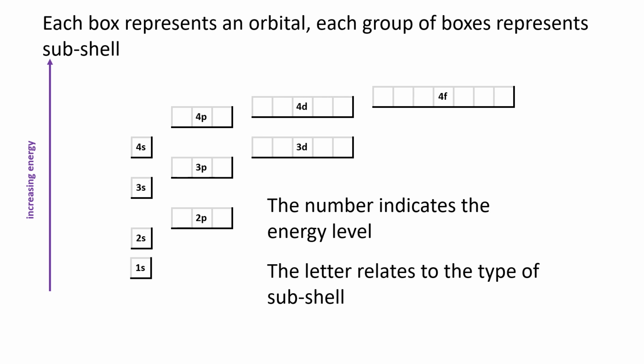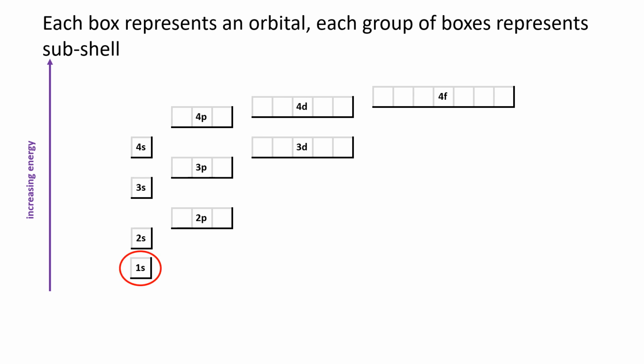In this diagram, each box represents an orbital. Each group of boxes represents a subshell. The number indicates the energy level, and the letter relates to the type of subshell. The 1s subshell is circled on the diagram. This is made up of just one orbital. It is the first energy level, the lowest energy level. It can contain up to 2 electrons.